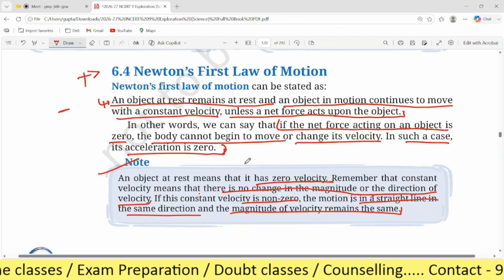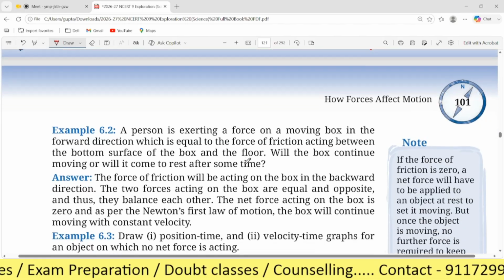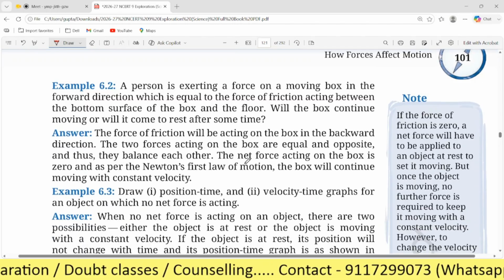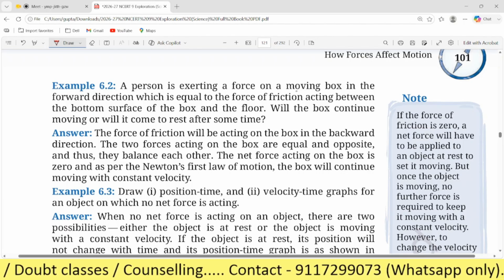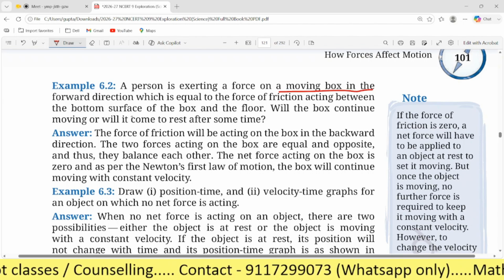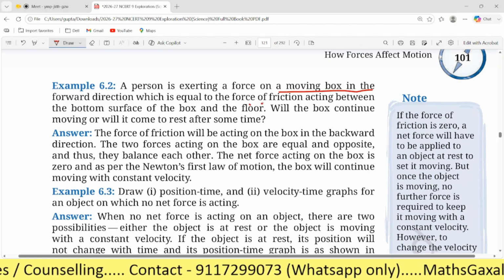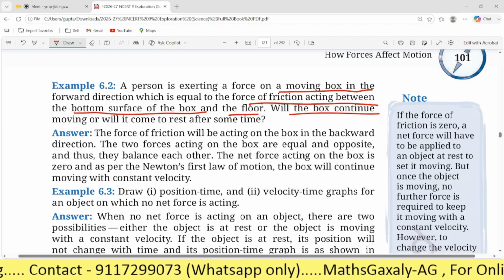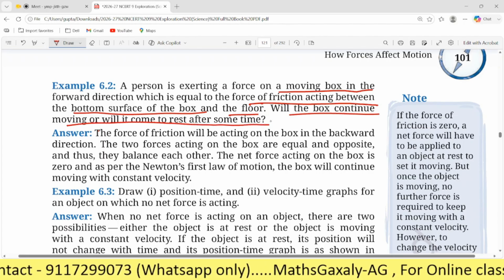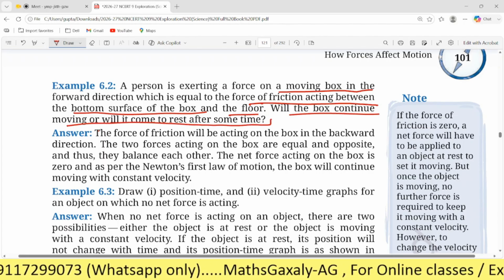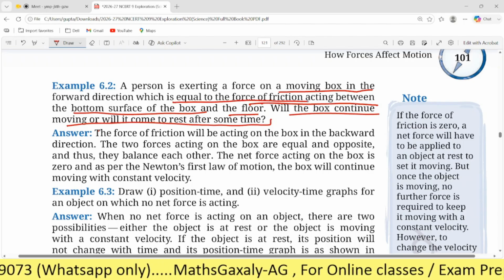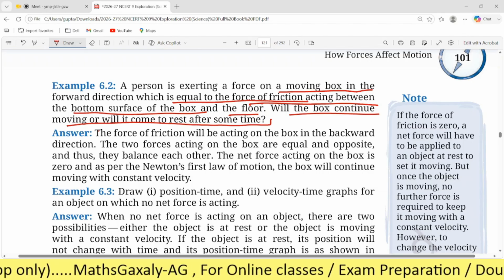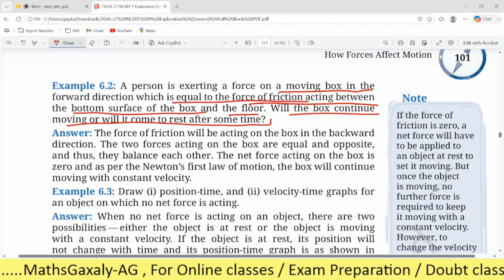Okay, done. Now let's see here, as an example. If you want to note down the example, you can note it down. Here it said that a person is exerting a force on a moving box in the forward direction, which is equal to the force of friction acting between the bottom of the box and the floor. So will the box continue moving or will it come to rest after some time? What is your opinion? Tell me. Here the person is exerting a force which is equal to the force of friction, which means the net force is zero. So will it move or will it come to rest after some time? Tell me.